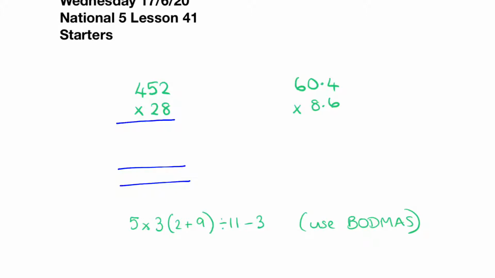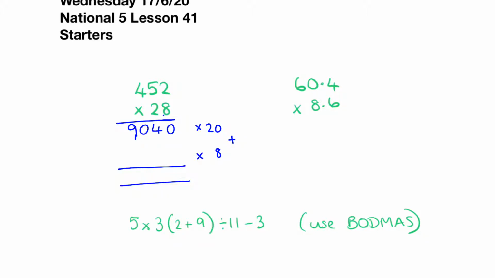The top row is going to be times 20. The second row is going to be times 8, and then we're going to add them together for the bottom row. So we're going to times 20, so we're ignoring the 8 and we're putting a 0 here. Okay, so 2 2s are 4, 5 2s are 10, 4 2s are 8, add the 1, makes 9.